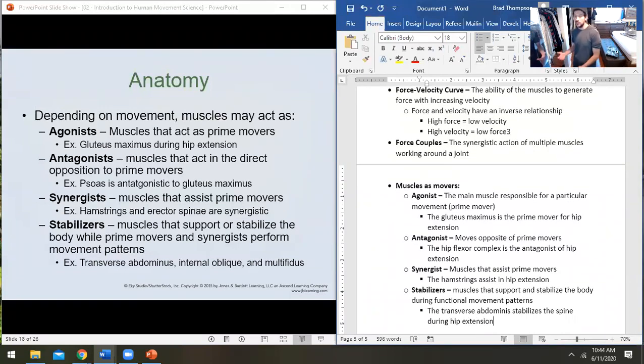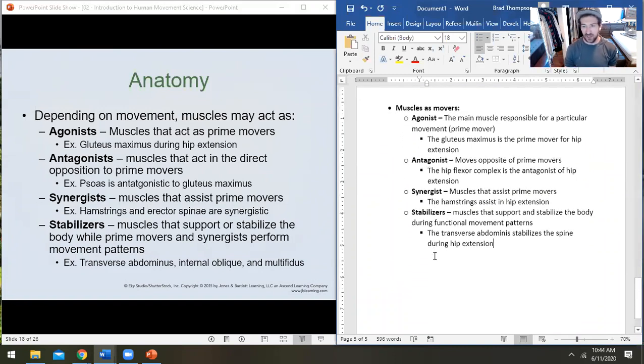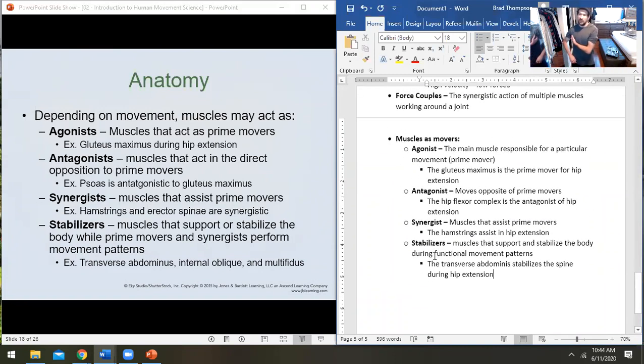So there's our muscles as movers again, right? You've got agonist, antagonist, synergist, and stabilizers. Let's use a different example. Let's say we are describing horizontal adduction, like a bench press. My pectoralis major is primarily responsible for horizontal adduction, so it would be the agonist. Meanwhile, my deltoid is there to assist, so that would be considered a synergist.